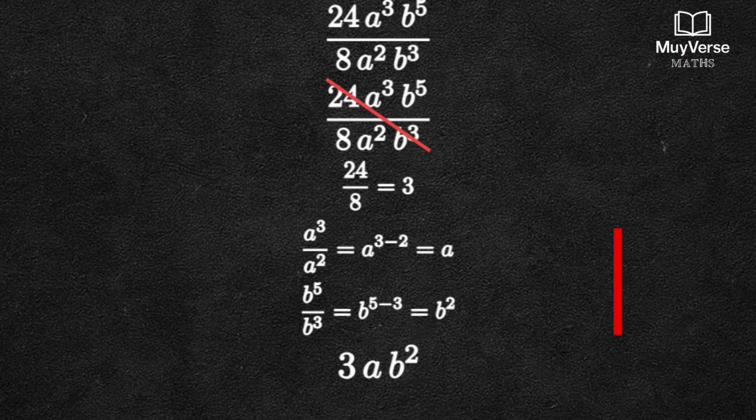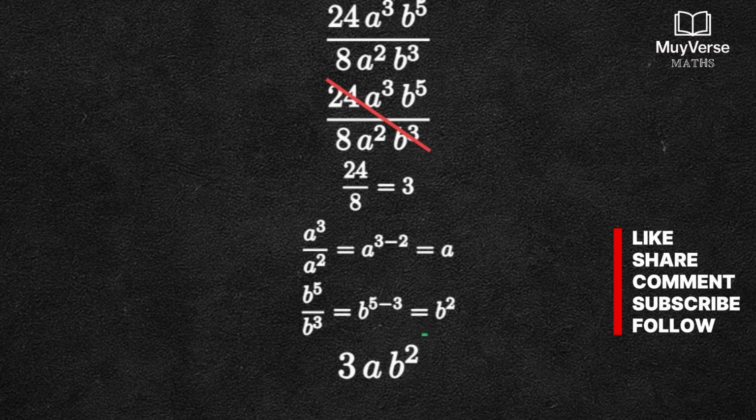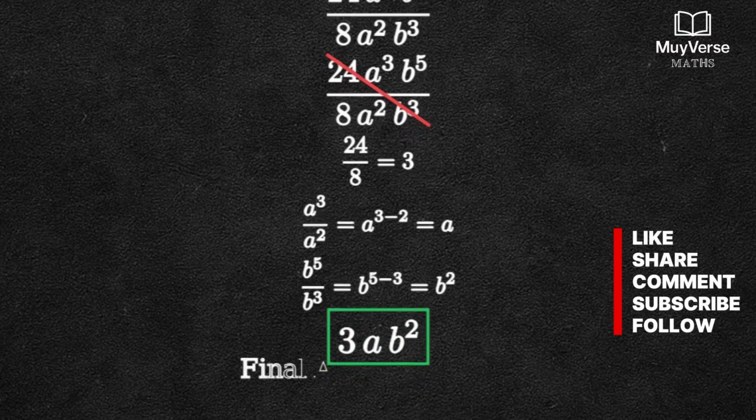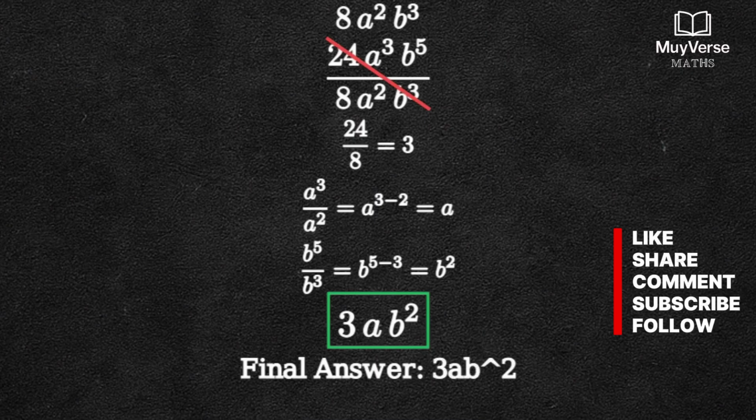Step 5. Final simplified result. 3ab squared. Recap. We grouped like factors, multiplied in the numerator, and canceled common factors using exponent subtraction. The simplified expression is 3ab squared.